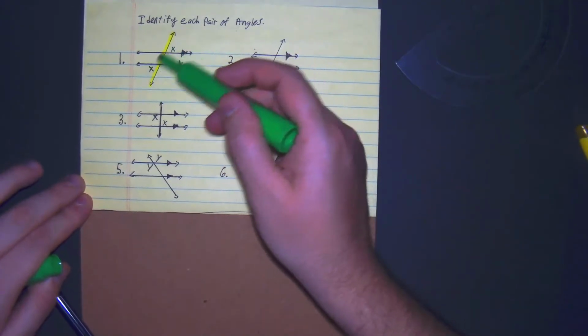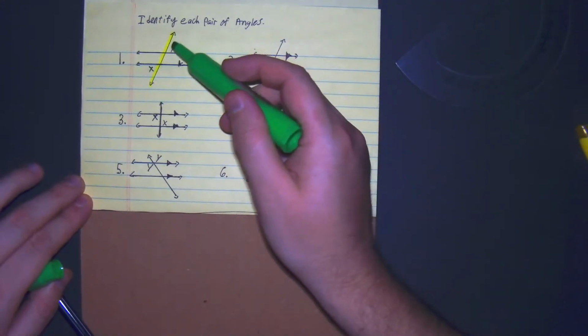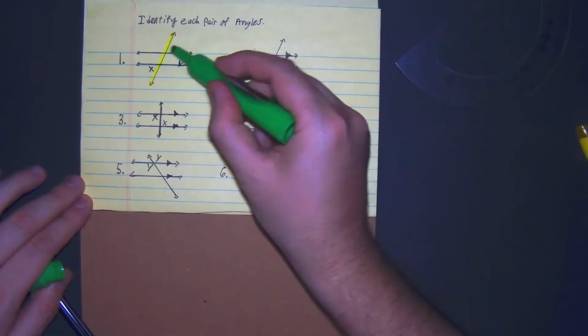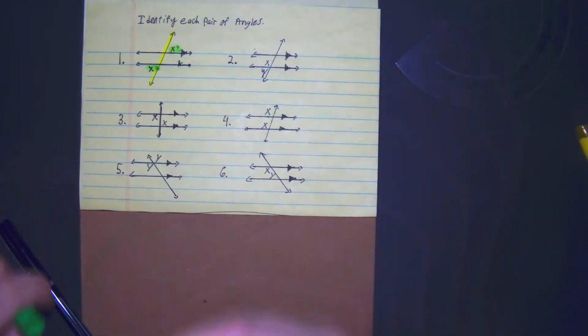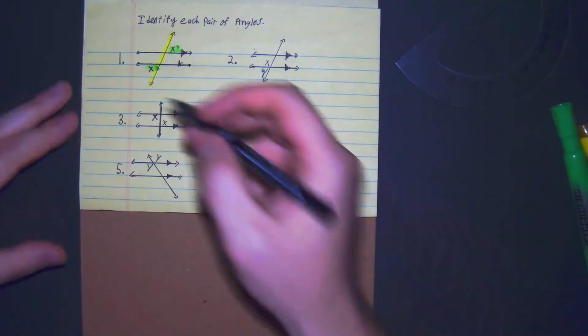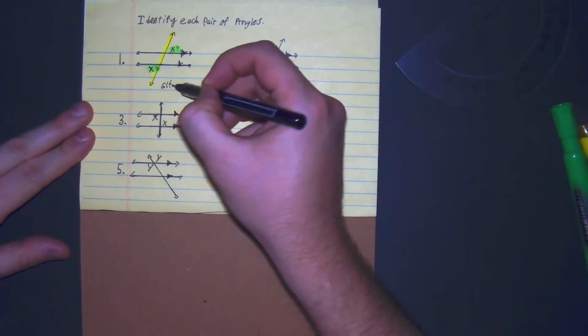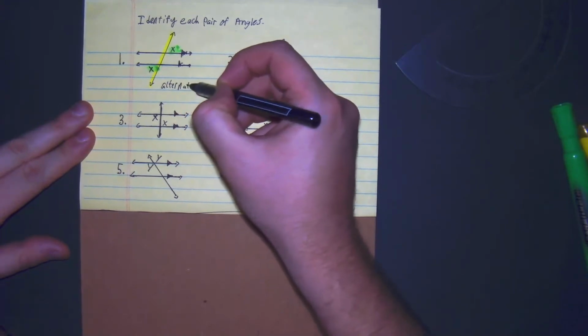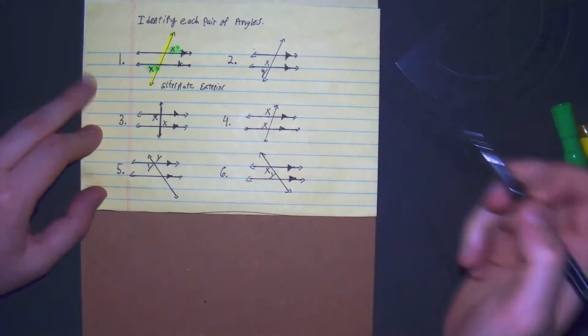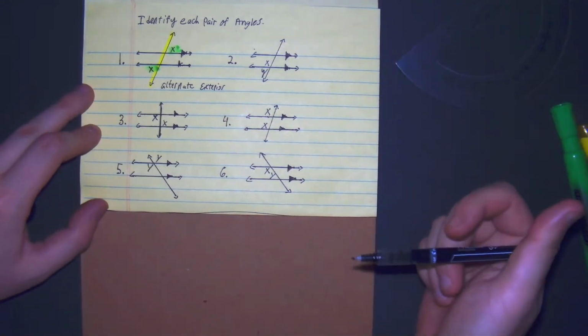These angles are in the same position. They're both outside the parallel lines. They're equal to each other. So number 1, this would be considered to be alternate exterior. So the reason, or what they are, is alternate exterior.